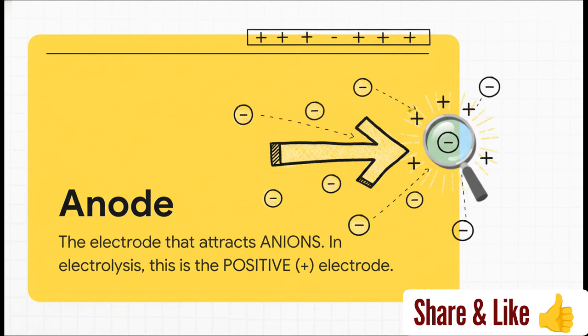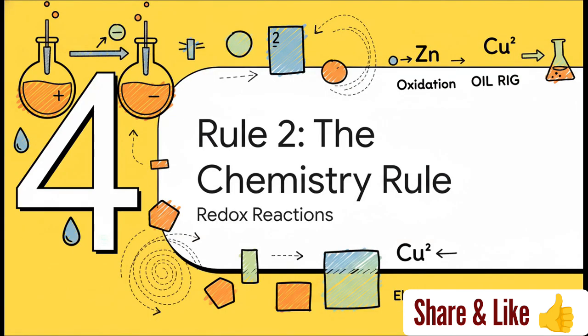Anions go to the anode. And since anions are negative, they must be attracted to the positive electrode. So the anode is positive. That's it. That's rule number 1. Okay, let's get into our second rule.